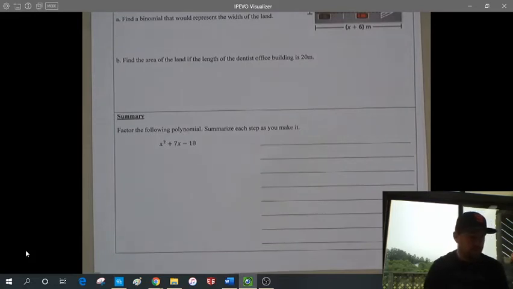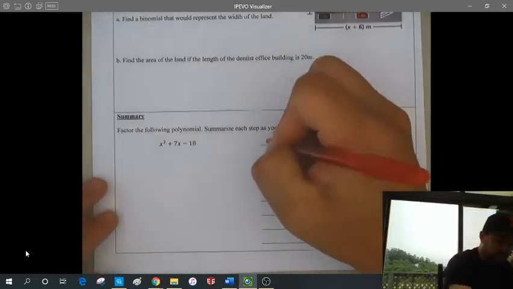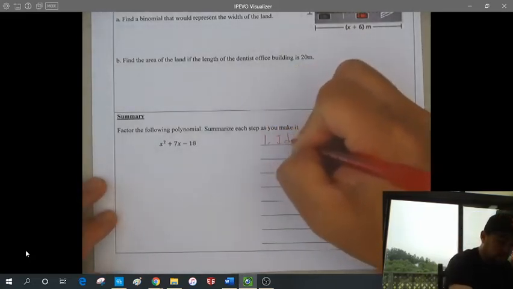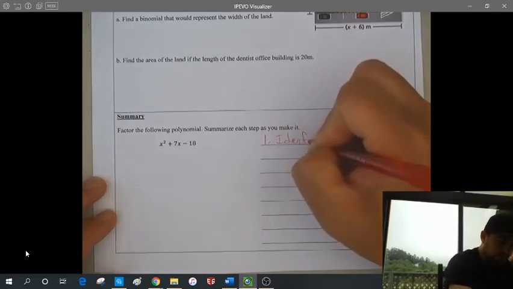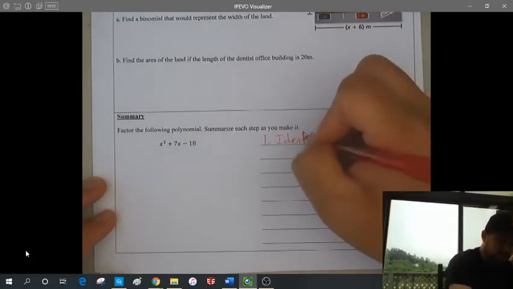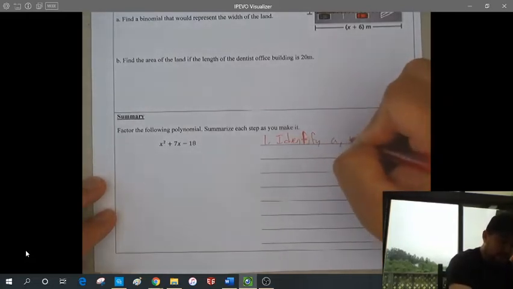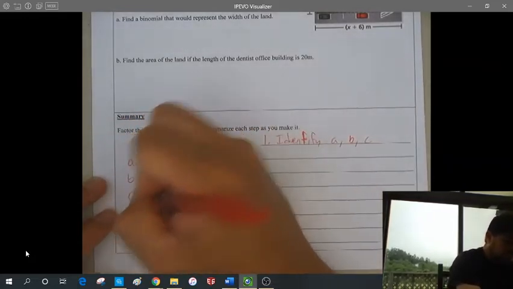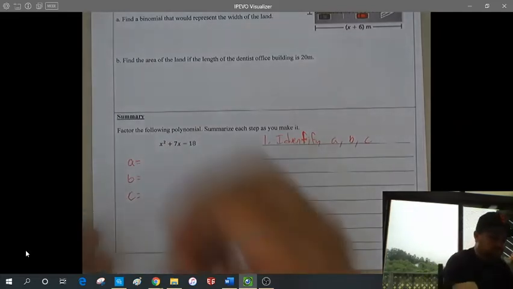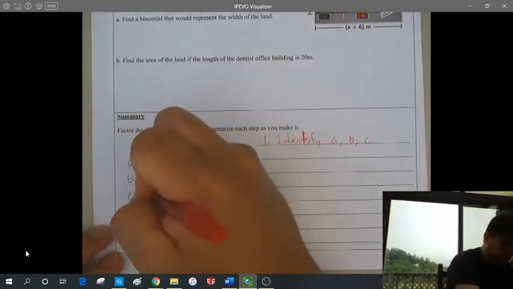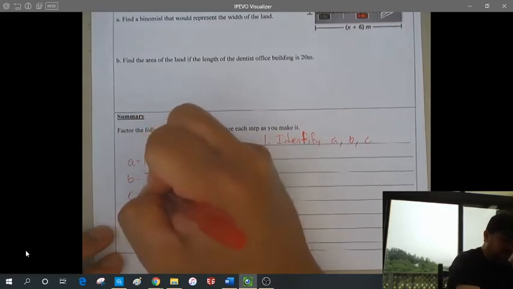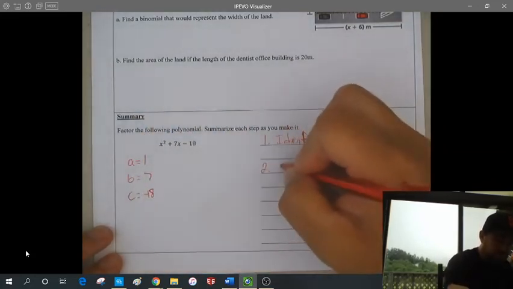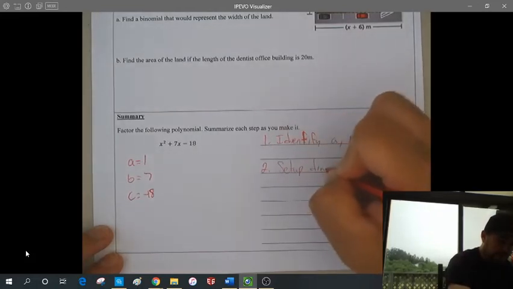So the summary, real quick: the steps that we used to factor this. Step 1: identify a, b, and c, assuming it already has an a value of 1. Here a is equal to 1, b is 7, c is negative 18. Step 2: set up the diamond.